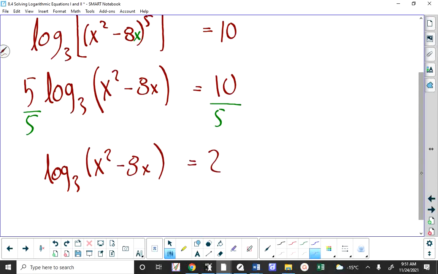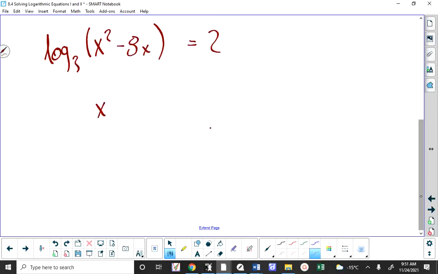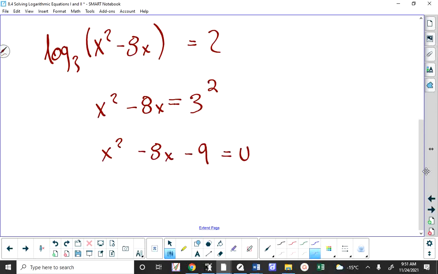All right, I'm liking the looks of this now, because now if I put this into exponential form, I end up with x squared minus 8x. The argument is equal to the base of the logarithm raised to what the logarithm is equal to, which is the exponent. Keep missing my x there, I apologize. So we have x squared minus 8x equals 9. Zero that equation. Get x squared minus 8x minus 9 equals 0. Factor it.